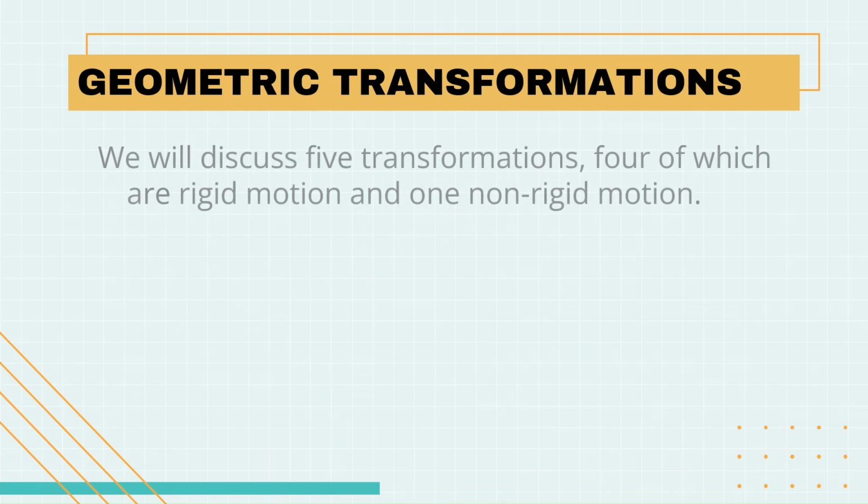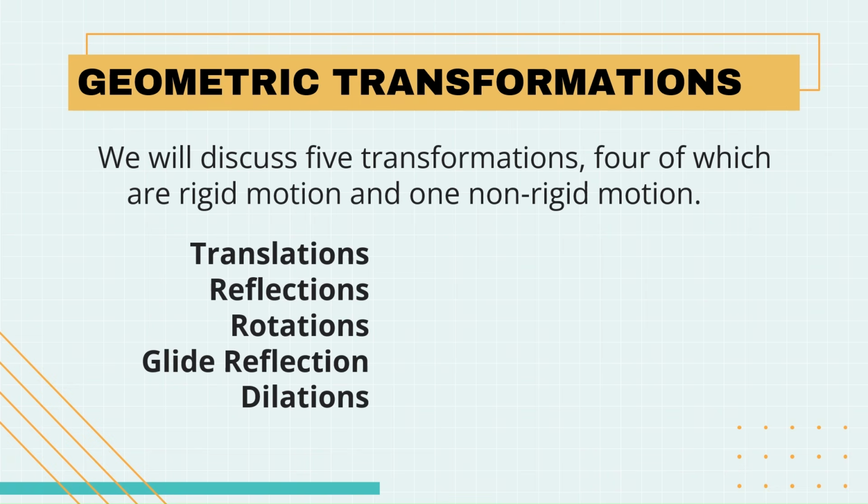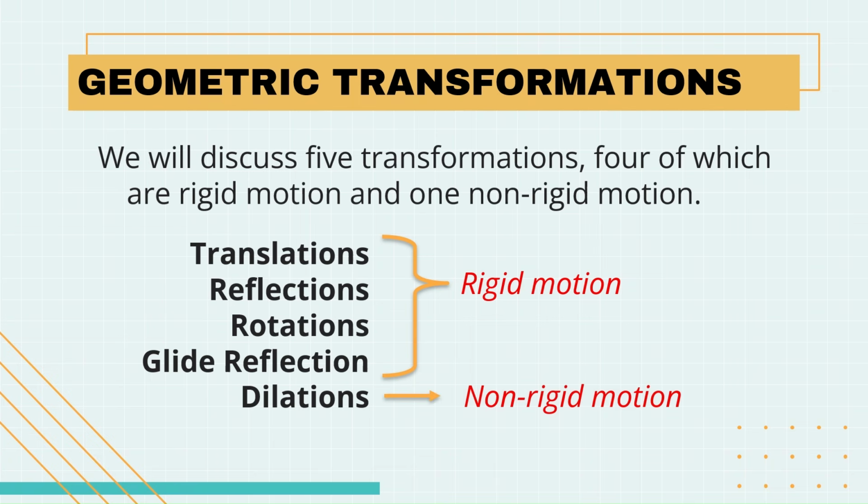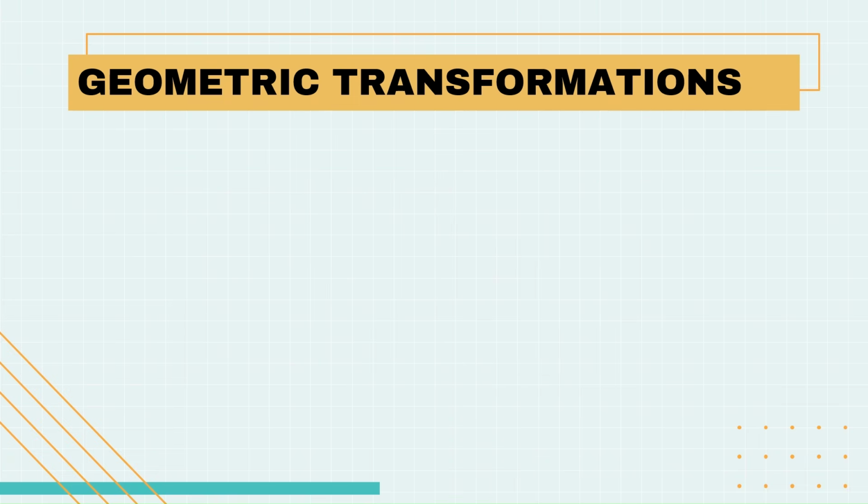In today's video, we will discuss 5 transformations, 4 of which are rigid motions, namely translation, reflection, rotation, and glide reflection. And we have one non-rigid motion, which is dilation. So let's start. The first of the 4 types of rigid motion, translation.